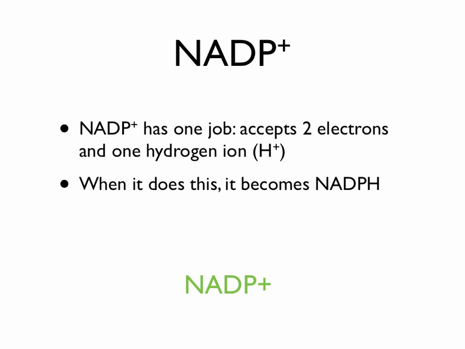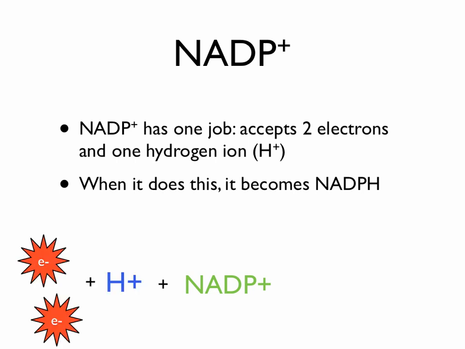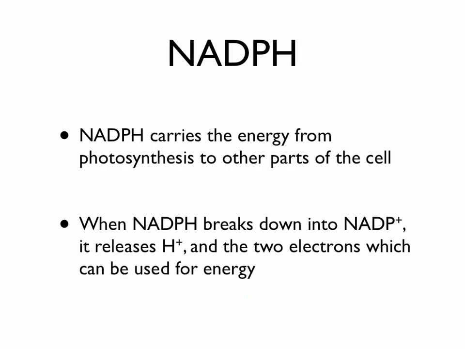So it turns out that NADP has one job. It accepts 2 high energy electrons and 1 hydrogen ion. And when it does this, it becomes NADPH. You can remember this because pH are the first 2 letters in the word photosynthesis. NADPH carries the high energy electrons from photosynthesis to other parts of the cell.